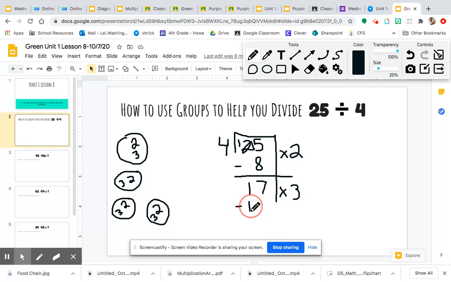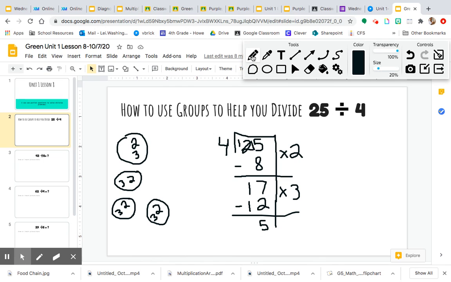So I'm going to write 17 apples that I had left over minus 12. And I need to subtract to see how many apples I have left. 7 minus 2 gives you 5. 1 minus 1 gives you 0. I have 5 apples left and I have 4 friends. How many apples can I give away now? Well, I think I'm going to give everybody 1 apple now. So I'm going to give you 1, you 1, you 1, and you 1.